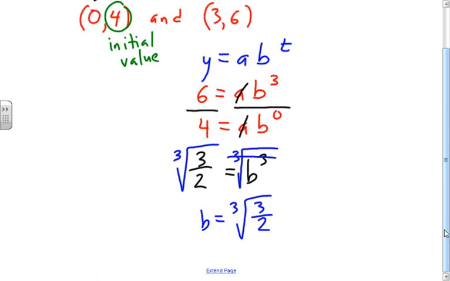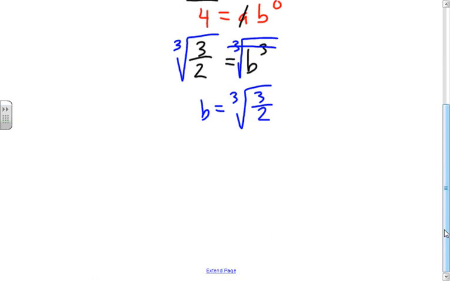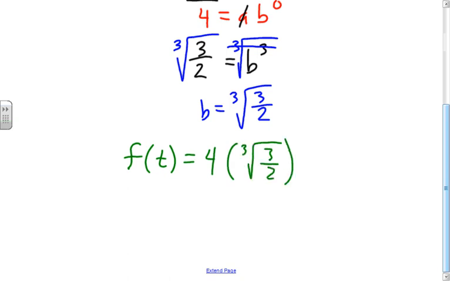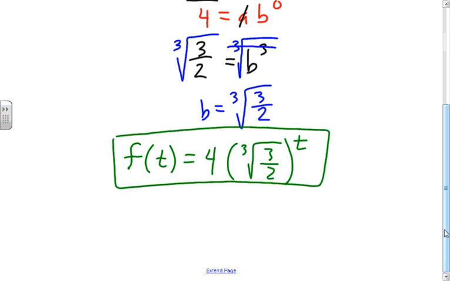So that's very simple. When we're given the initial value, we just take that value, which we said was 4, and we have f of t equals 4 times the cube root of 3 halves to the t. And that is our final formula. All right, very simple. It's a little more complicated when we're not given the initial value.